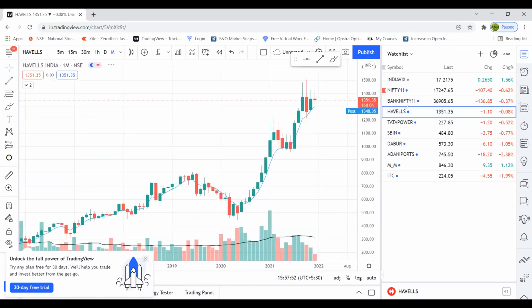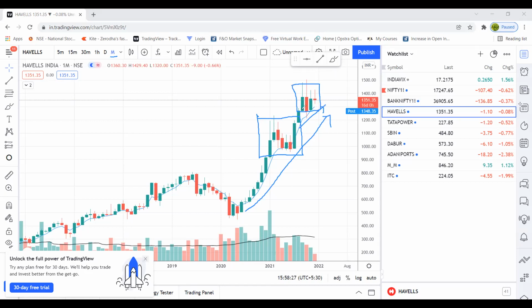Firstly, coming to the stock Havells. Now we are on a monthly time frame, as we can see, and the market was bullish from mid 2020, as we can observe. And as you can see here, the market consolidated a bit before it gave an upward trend. And likewise here, the price is again consolidating.